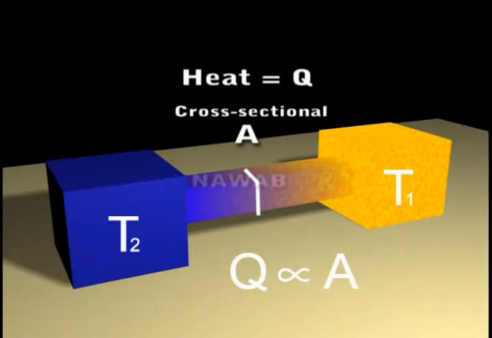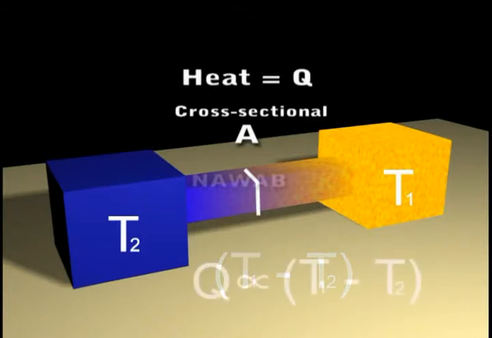Difference of temperature between the two ends of the rod. Greater the difference of temperature T1 minus T2, greater will be the quantity of heat reaching from one end to the other end of the rod, so Q is directly proportional to T1 minus T2.